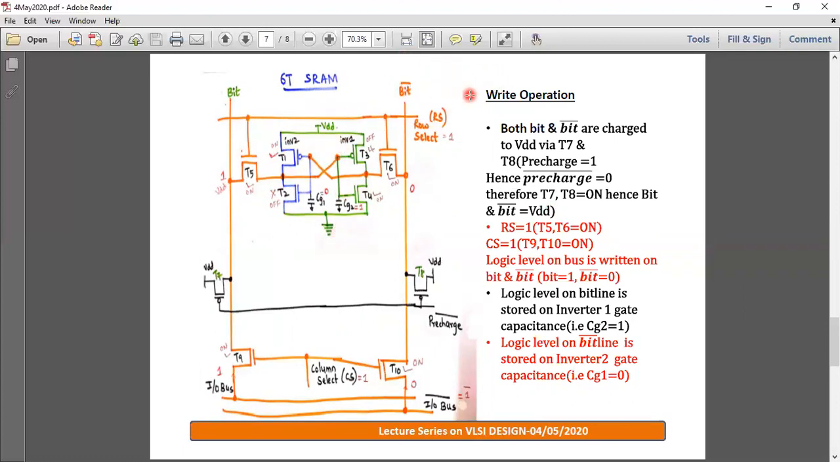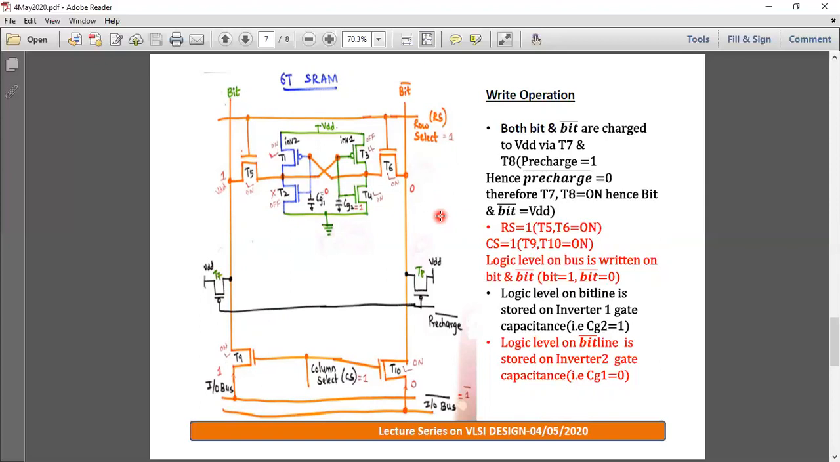So now let us analyze write operation and read operation. Before performing write operation, both these bit and bit bar lines should be charged to VDD. If precharge is 1, precharge bar will be 0. 0 is given to T7 and T8 transistors. These are PMOS. Hence T7 and T8 will turn on, and hence both bit and bit bar will be at VDD.